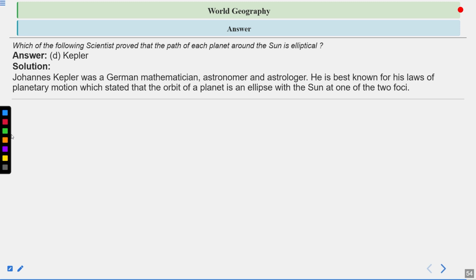And Kepler gives the law of planetary motion, in which he describes how all the planets revolve around the sun and what exactly is the path they take and what is the elliptical path they follow.